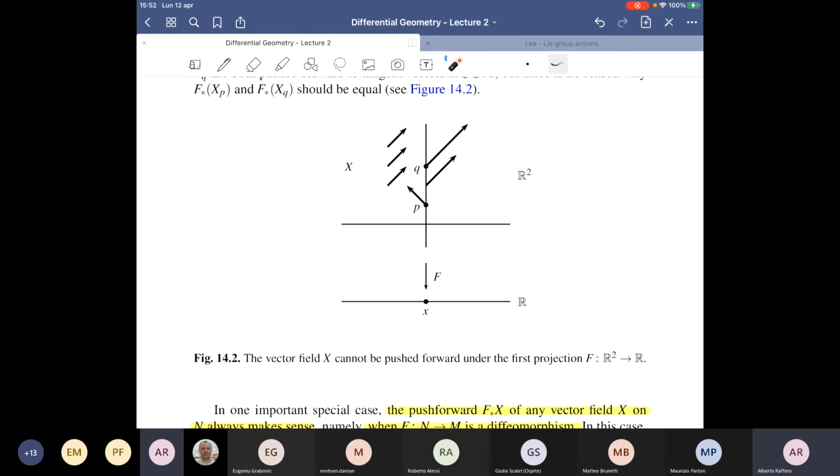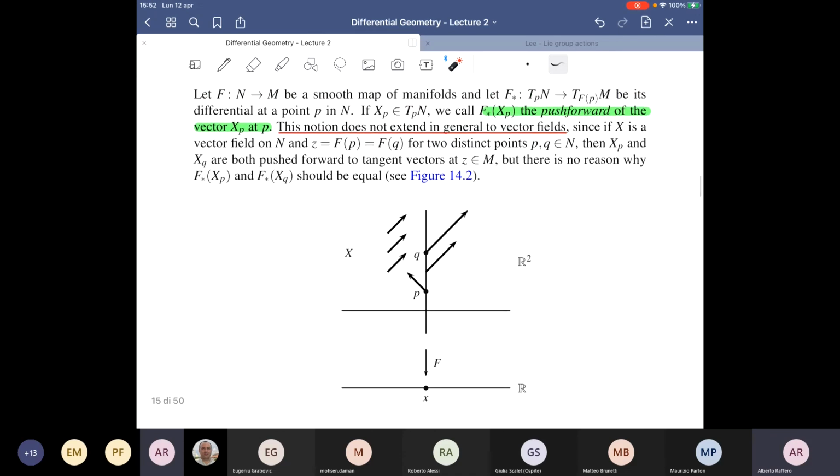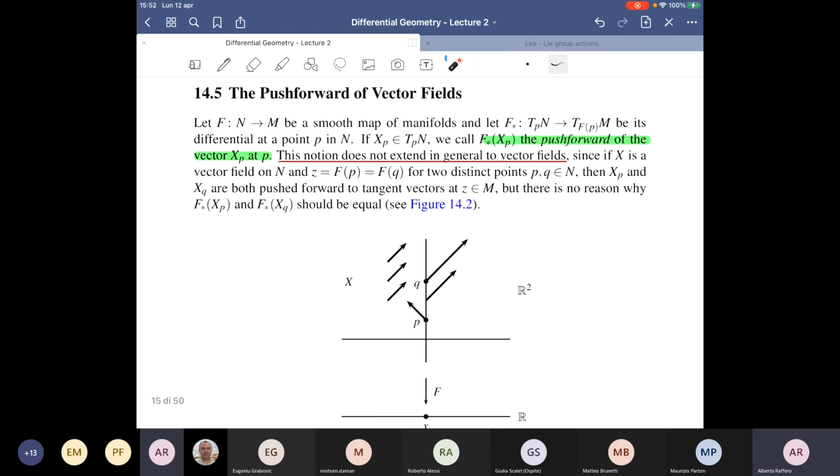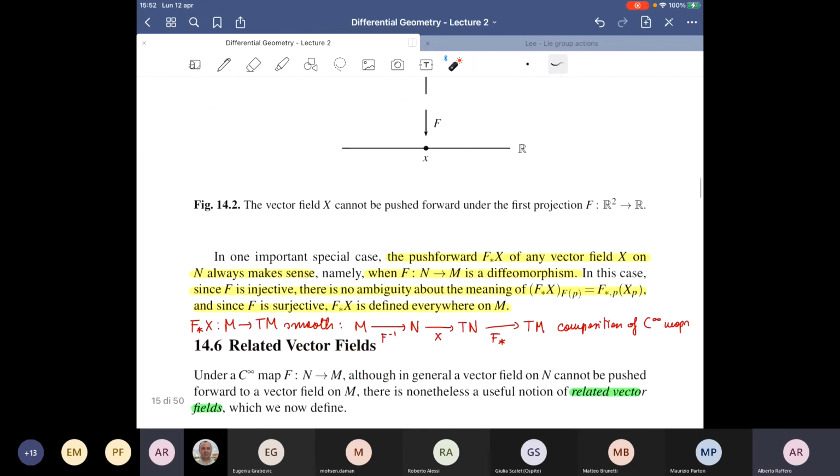So in general, you do not have an easy way to define the image of a smooth vector field using a smooth map. Actually, there is one case where this is well defined, and this is the case when the map you are considering is a diffeomorphism of manifolds.